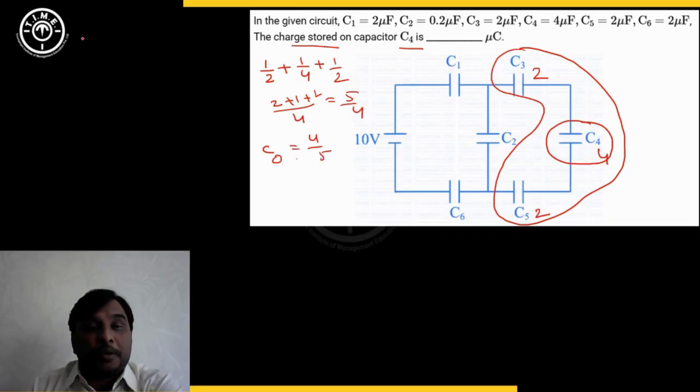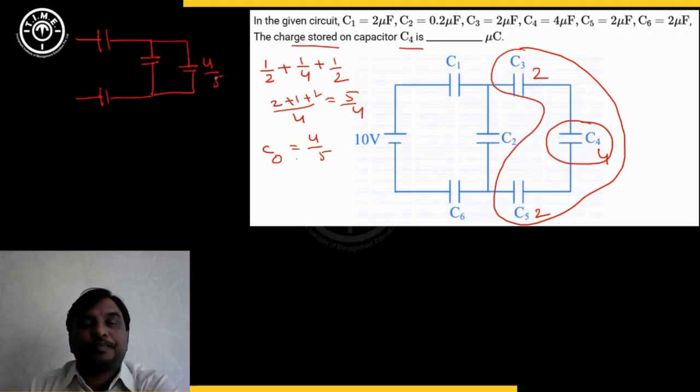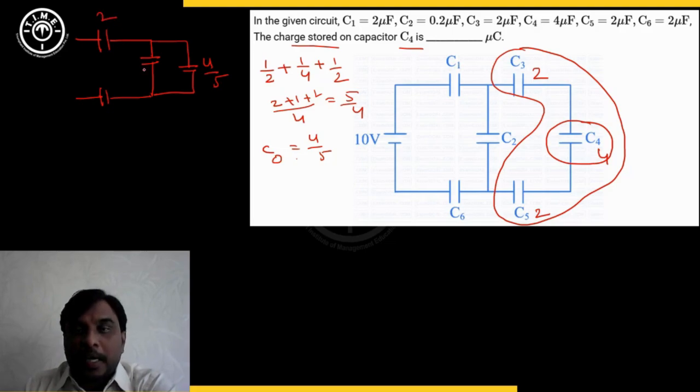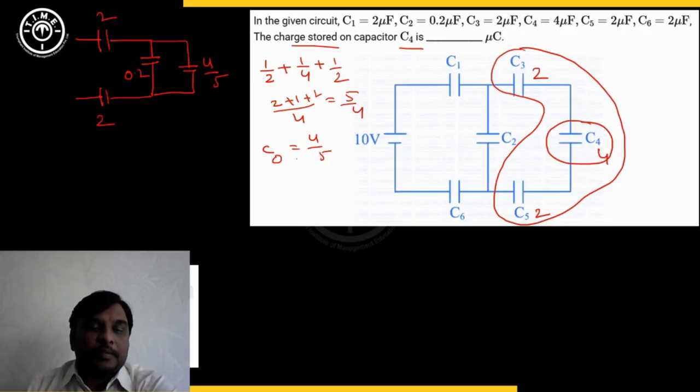Let me redraw the circuit again. Capacitor 1, capacitor 2, capacitor 6, and this is the effective capacitance of all this. This is 4 by 5, and this value is given as 2, and C2 is given as 0.2, and C6 is given as 2.